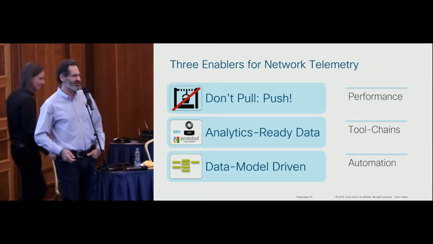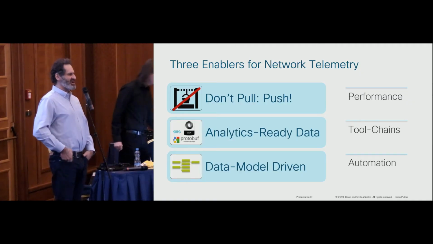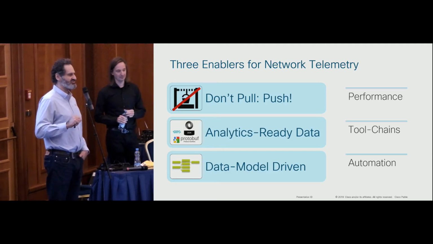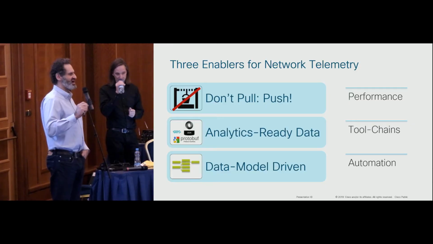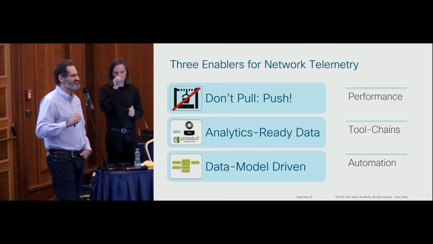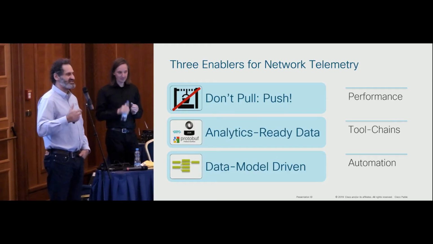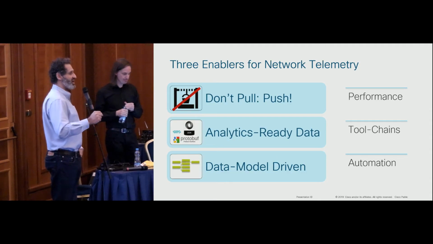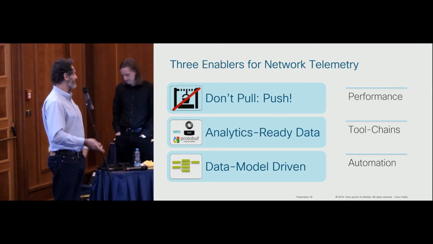Thank you, Frank. So we'll play a ping-pong game between the two of us during the session. Okay, we need telemetry. There are three enablers for telemetry in the network. First of all, don't pull, push it, right? If you ever try to retrieve a BGP table via SNMP, well, you understand why. The second one is analytics: it must be analytics ready. I will cover that. And the third one: it must be data model driven, because that is required for automation.